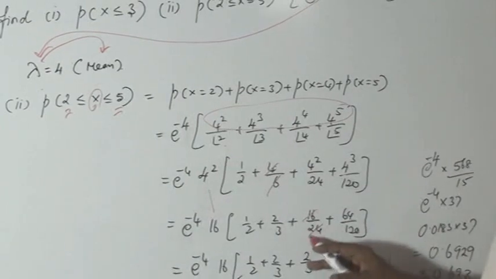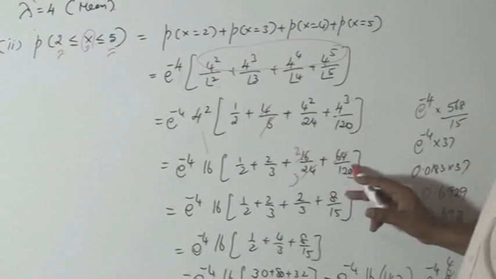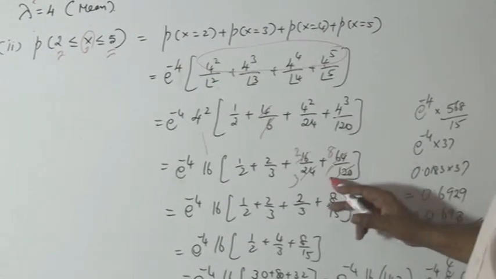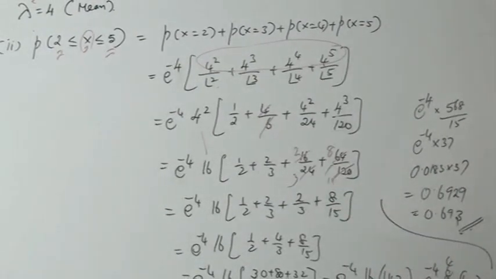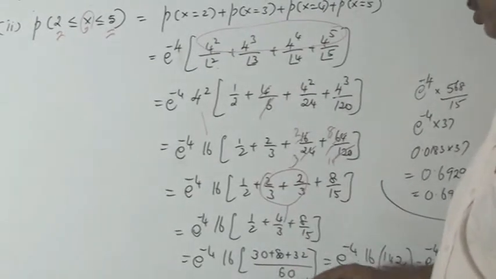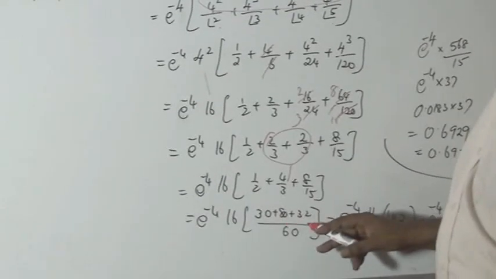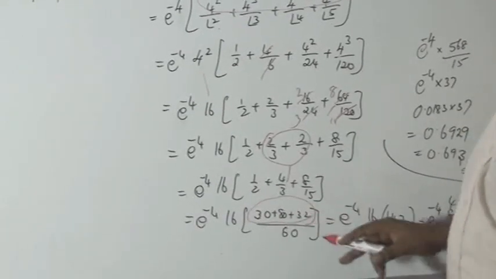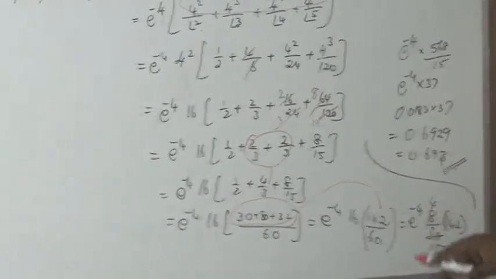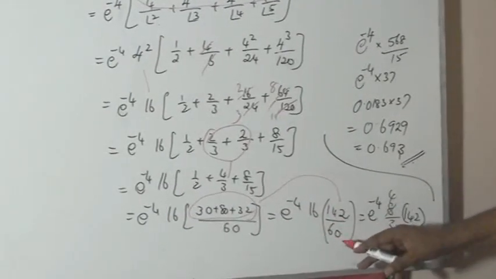Again it will be reduced from 2 by 3. Here we can reduce to what? 8 by 15. Therefore, when you add these two values, we get 4 by 3. Now taking the LCM, that is 60. So 30 plus 80 plus 32. The total value gives you what? 142. So e power minus 4 into 16 into 142 by 60.